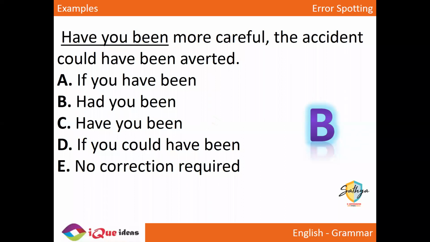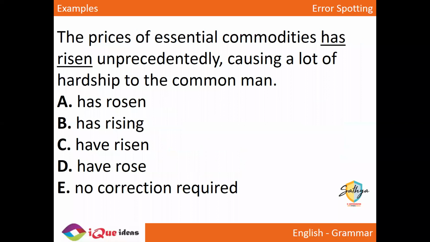Chalo. Next one. The prices of essential commodities has risen unprecedentedly, causing a lot of hardship to the common man. This is an error of subject verb agreement. You have to identify the subject and the verb, and it has to agree: singular subjects take singular verbs, plural subjects take plural verbs.